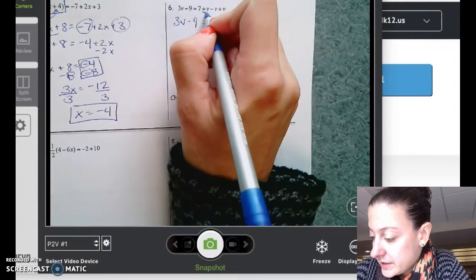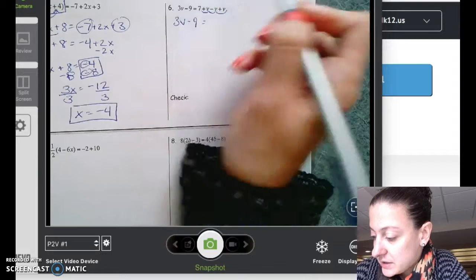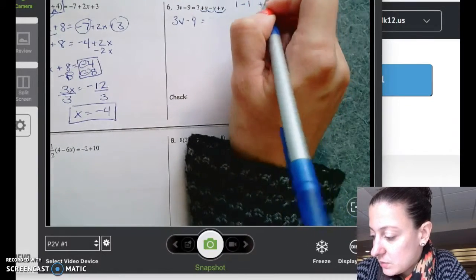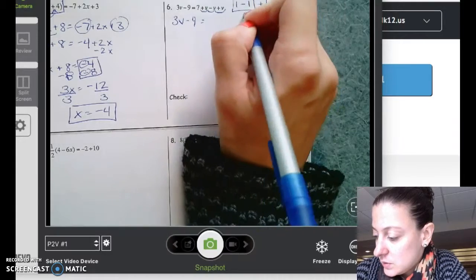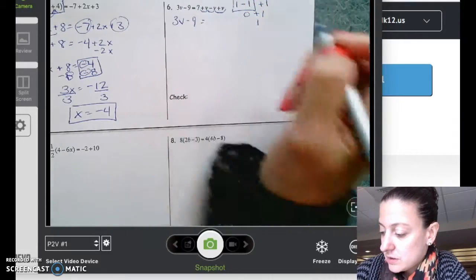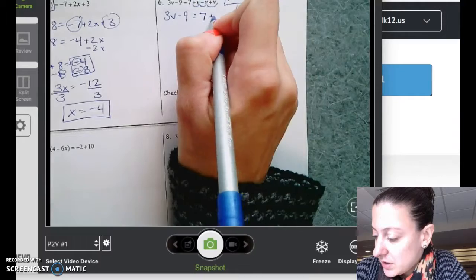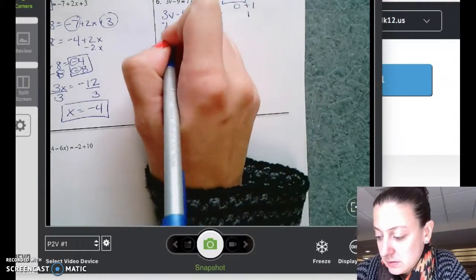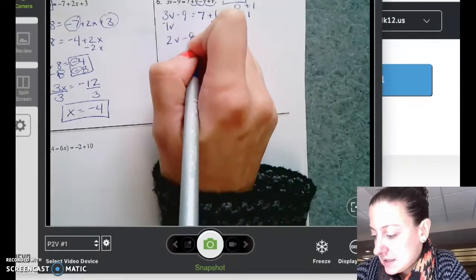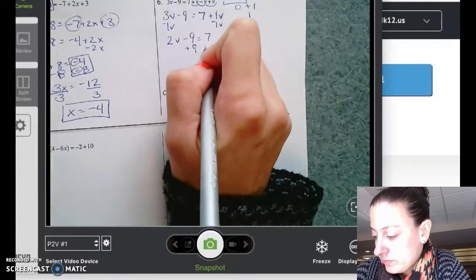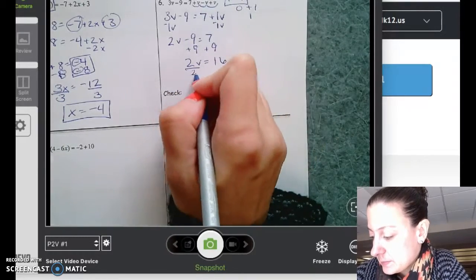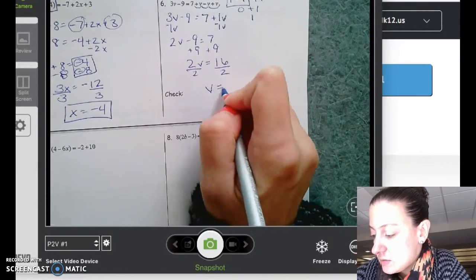This side I've got positive b, negative b, and a positive b. So if I do 1 minus 1 plus 1, you get 0 plus 1, which is 1. So 7 plus 1v. 2v minus 9 equals 7. 2v equals 16. V equals 8.